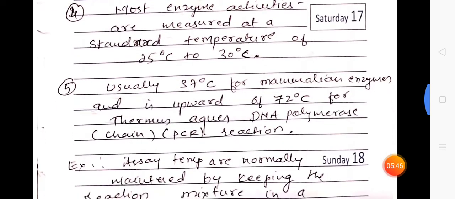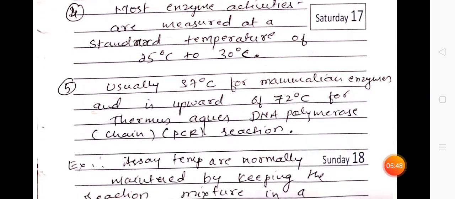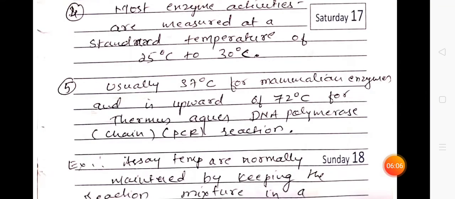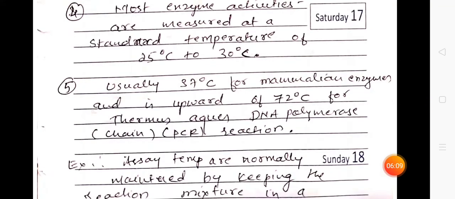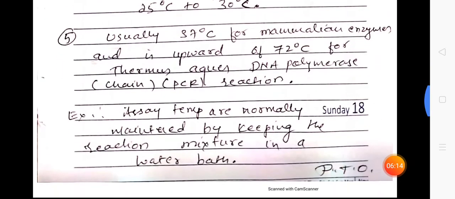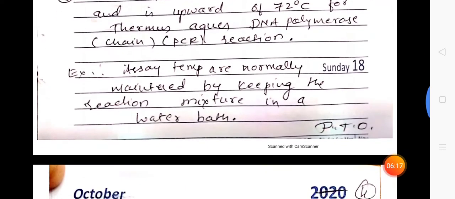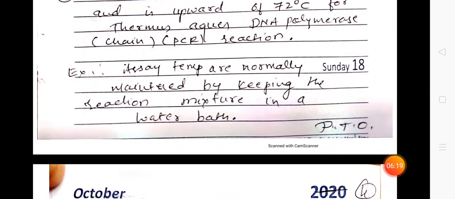Usually most mammalian enzymes show an optimum temperature of 37 degrees centigrade. Some enzymes are mainly extracted from microorganisms, with applications mainly in PCR. For example, Thermus aquaticus is an organism which secretes the DNA polymerase enzyme, mainly used in the polymerase chain reaction. Its optimum temperature is about 70 degrees centigrade, which is different. Assay temperatures are normally maintained by keeping the reaction mixture in a water bath.